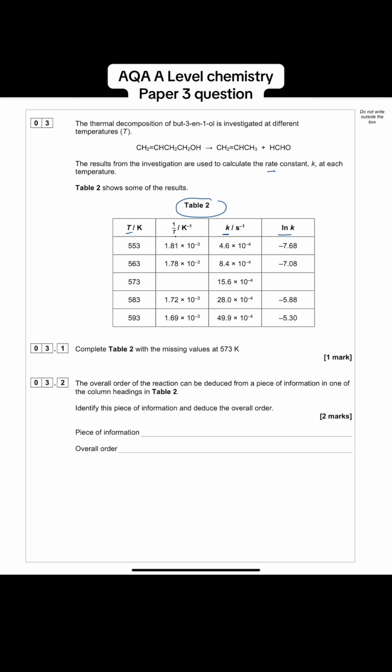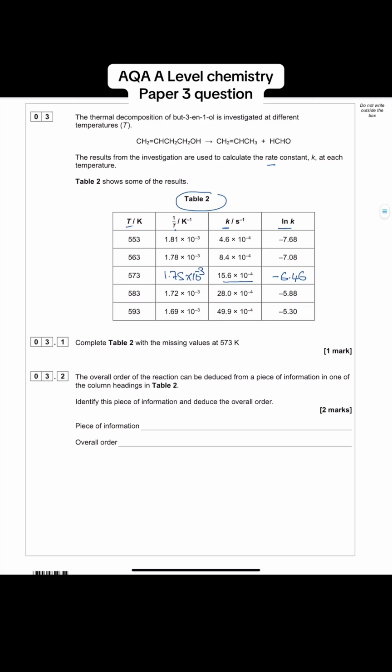So 1 over T here is going to be 1.75 times 10 to the minus 3. And then the natural logarithm of the rate constant, this value will be minus 6.46. You can simply use your calculator to do these values.